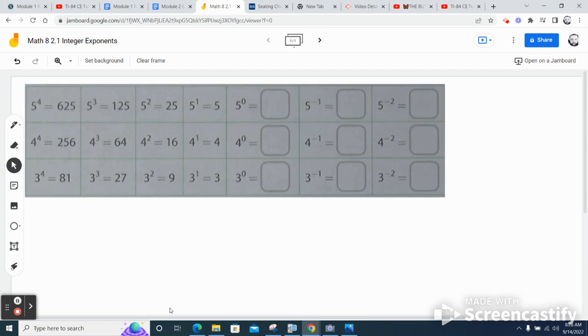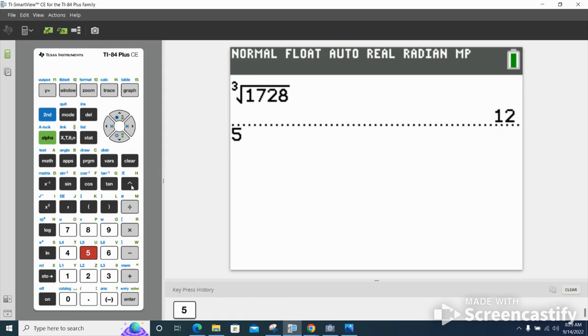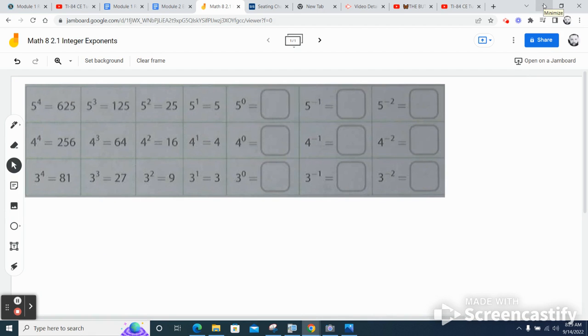So what is 5 raised to the 0? Does anybody know? So let's plug it in our calculators. 5 raised to the 0 equals 1. Oh, that's interesting. 5 raised to the 0 equals 1.